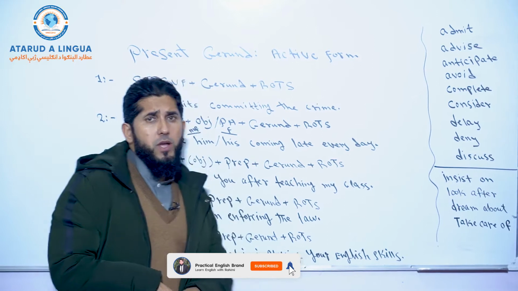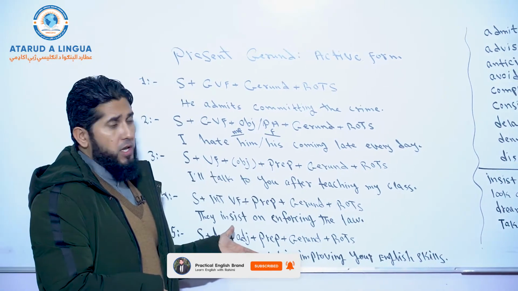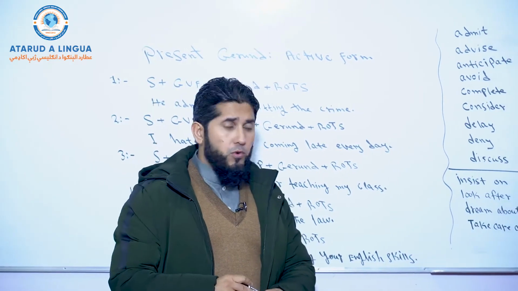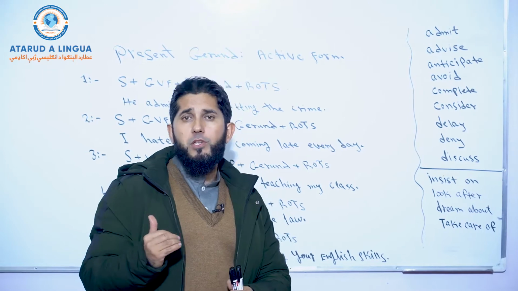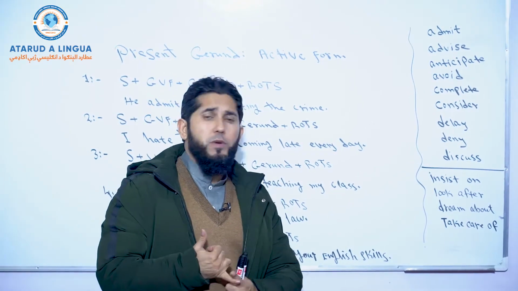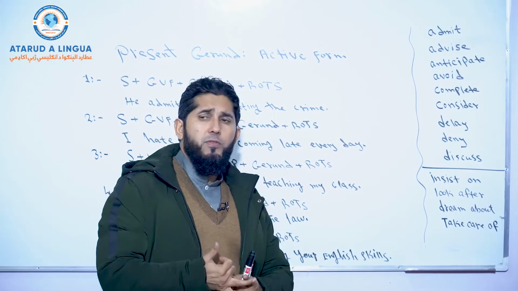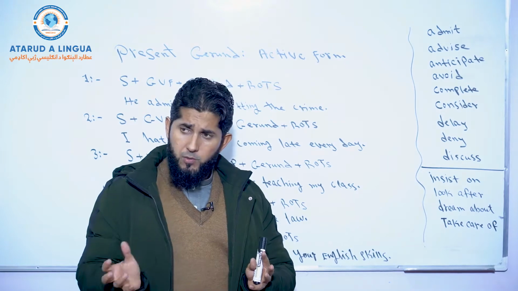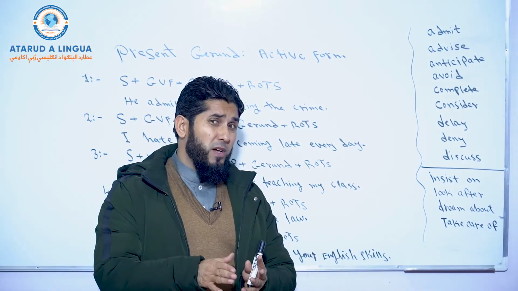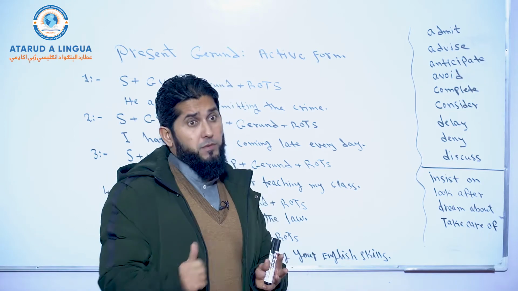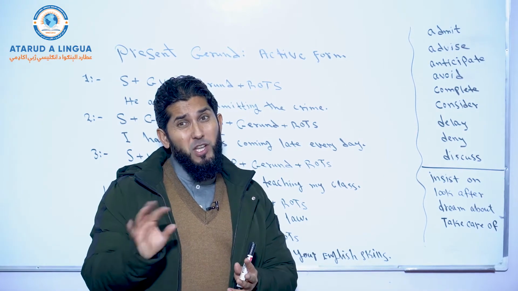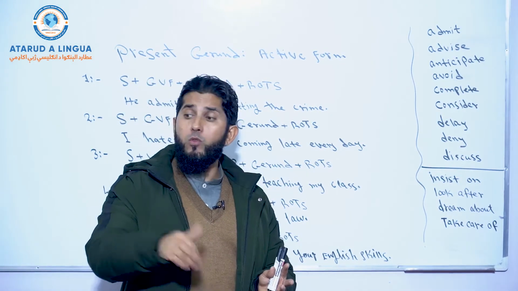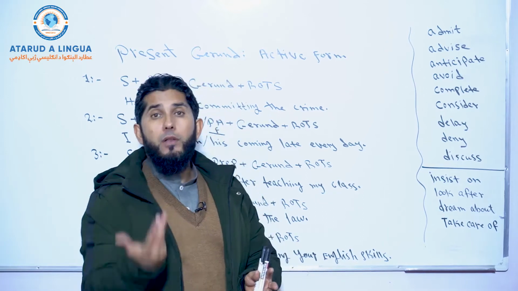Okay, so now I want you to pay attention to these structures in these specific verbs. I've also told you before that there are specific verbs in English language. Some of them can be followed by gerunds only. Some of them can be followed by infinitive only. Some of them can be followed directly by gerund but indirectly by infinitive. Some of them can be followed by both gerund or infinitive. And there are some which can be followed by both gerund or infinitive but with different meanings. If they are followed by gerund, one meaning. If they're followed by infinitive, another meaning.